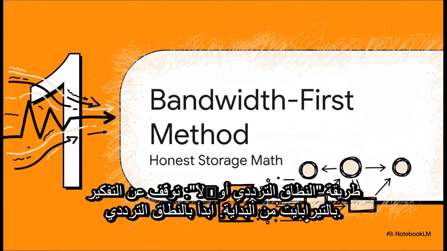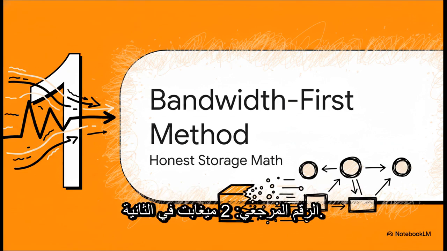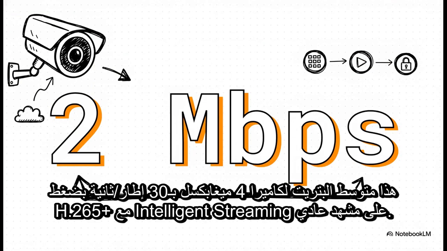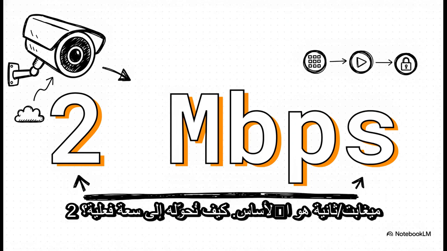The bandwidth first method. So let's dive into the definitive solution here. You really have to stop thinking in massive blocks of terabytes right out of the gate and start thinking purely in bandwidth. I want you to anchor your entire mental model to this single solitary number, 2 megabits per second. What is this exactly? Well, this is the reliable baseline average bitrate for a standard 4 megapixel camera running at 30 frames per second using the H.265 Plus codec with intelligent streaming, looking at a normal, everyday scene. That 2 Mbps right there, that's the absolute bedrock you start with.